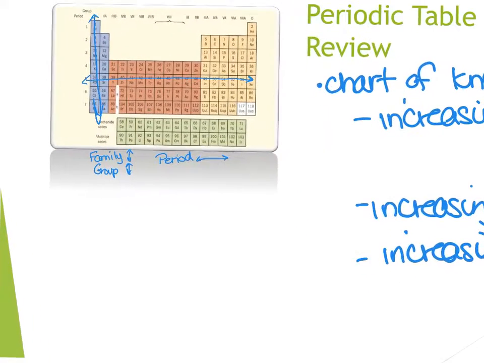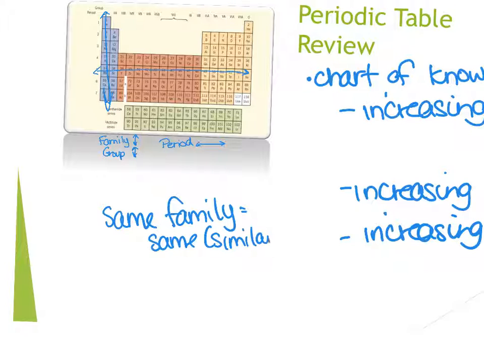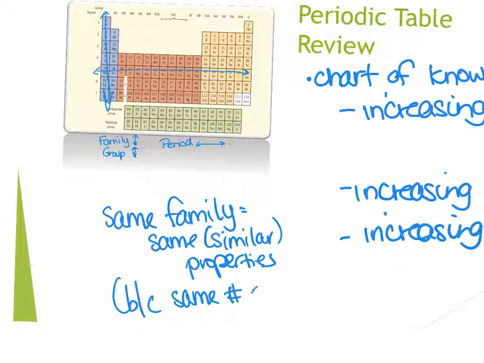Okay. So the periodic table is arranged in families or groups and then periods as well. Elements in the same family have similar properties. So, same family equals same or similar properties. Why? What's a valence electron, Madeline? Outermost. Very good.